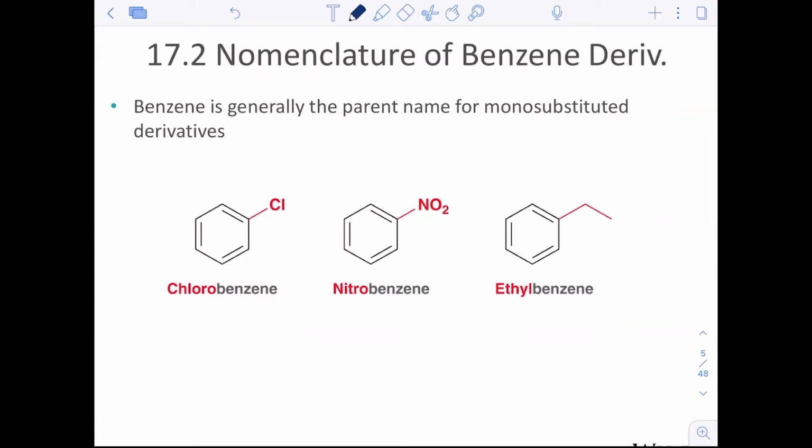Chlorobenzene, nitrobenzene, ethylbenzene, things like that are what I would expect you to be able to know, right? We're seeing that benzene is the parent structure and the substituent is named in front. When it's monosubstituted, you do not need a number in front of that. We assume it's number one, right? We should know the nitro group and chlorine. Same thing with bromobenzene or fluorobenzene or iodobenzene if we had a monosubstituted halogen on that benzene ring.